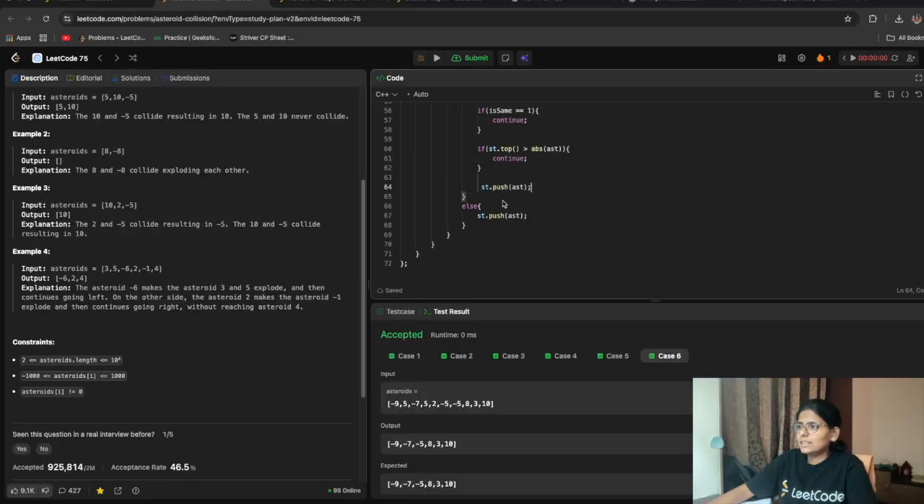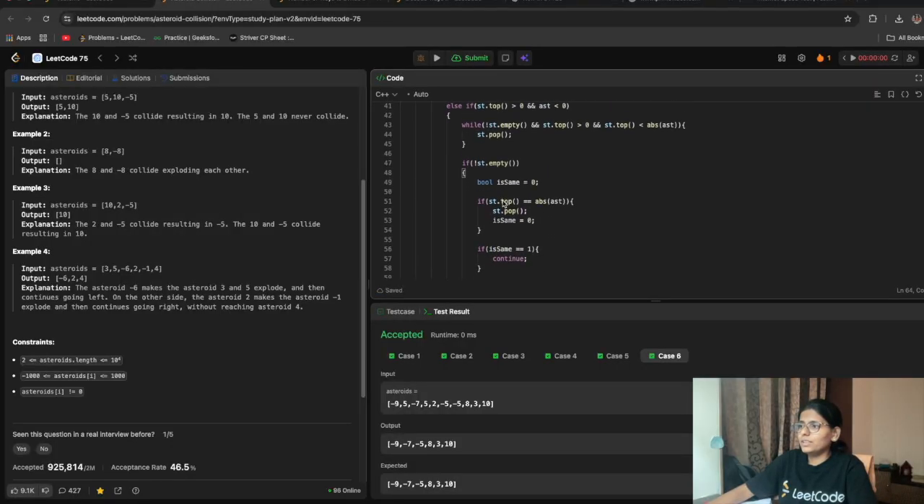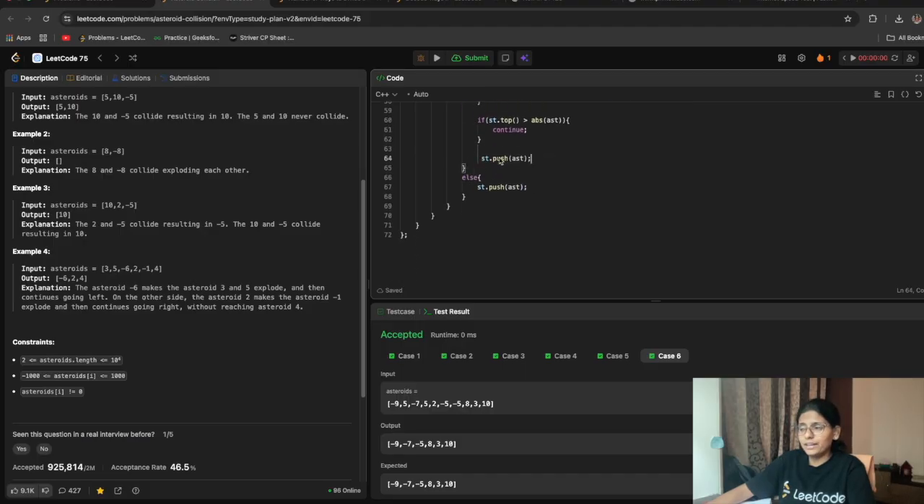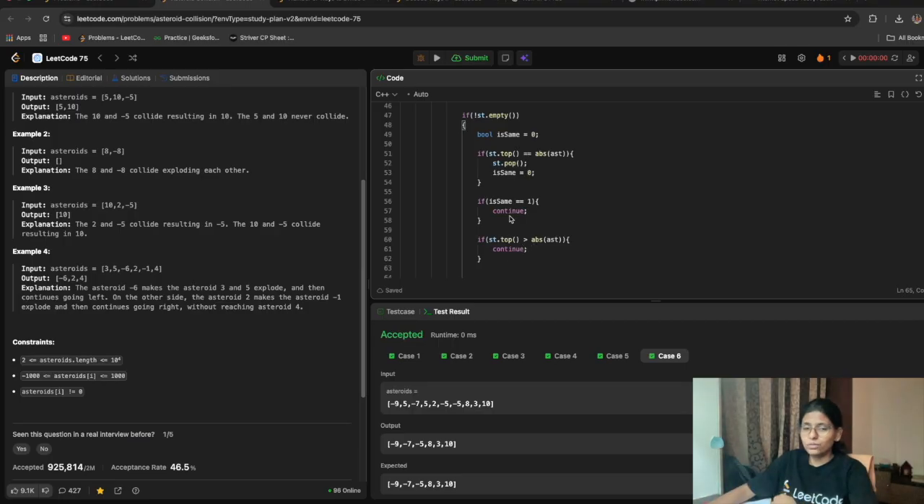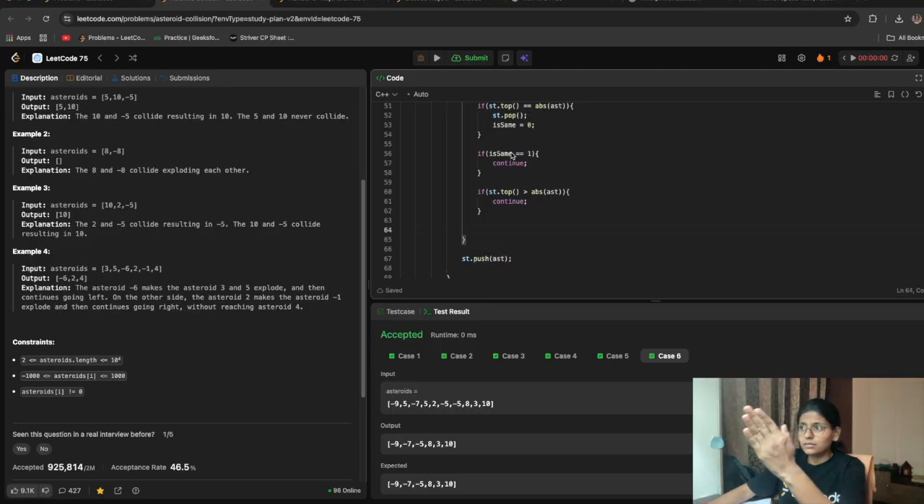So here we are just repeating the thing: in the if we have written this, and in the else also we have written this, so we can just skip this and write st.push(ast). Because in the else, as I did continue, my execution pointer will not run the further code. So in that case it's not going to push, but as both conditions fail, our asteroid will go into our stack.